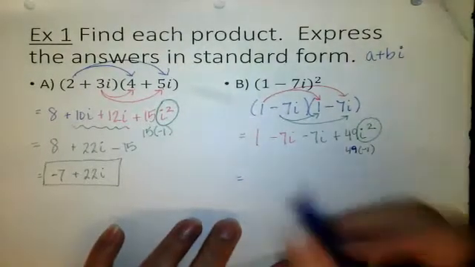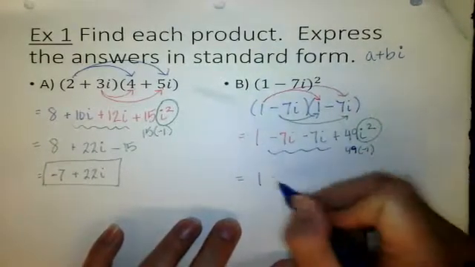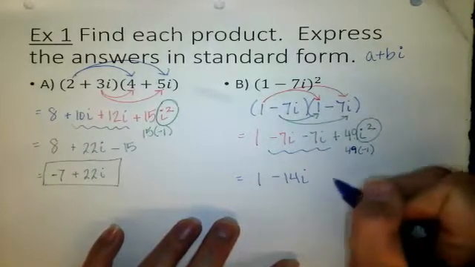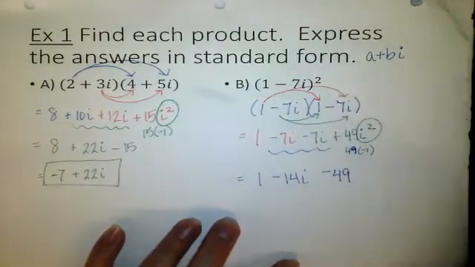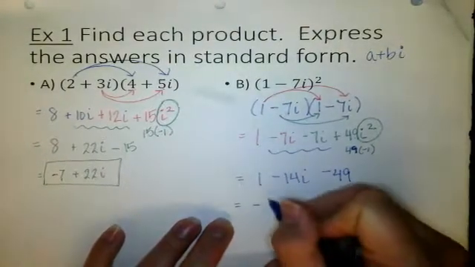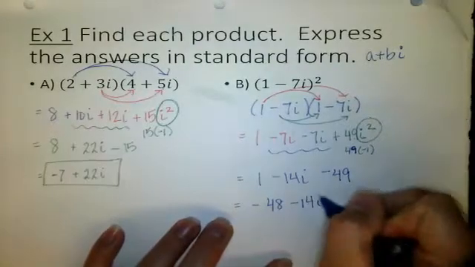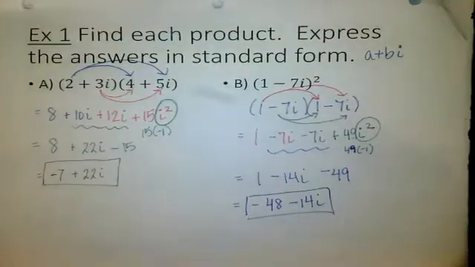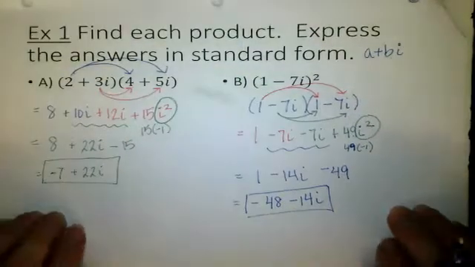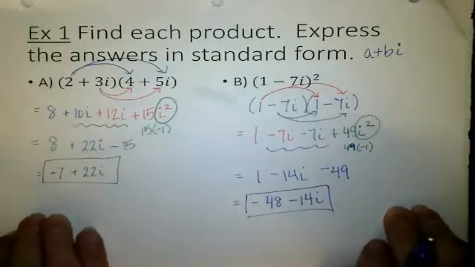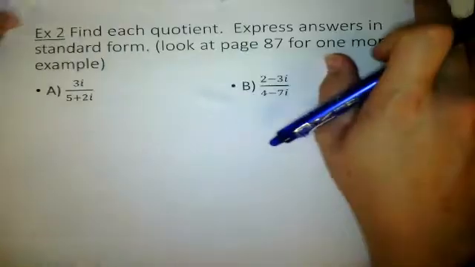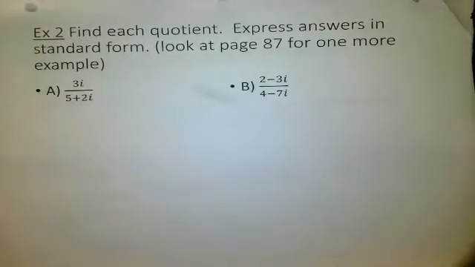All right, so we have 1, and then I can combine my i's to be negative 14 i's, and 49i squared turns into negative 49. Can you do that in your head? Maybe. So negative 48 and negative 14i. Easy or hard? Easy. Okay. Any questions on those 2? Nope. All right. Find each quotient.